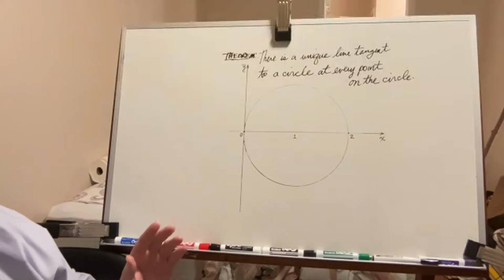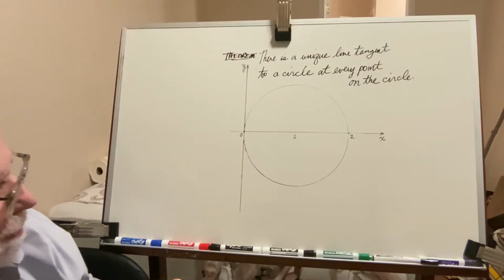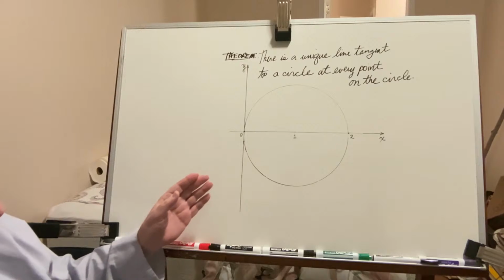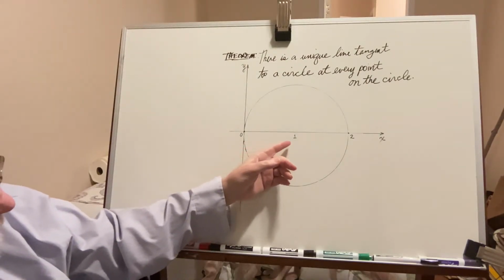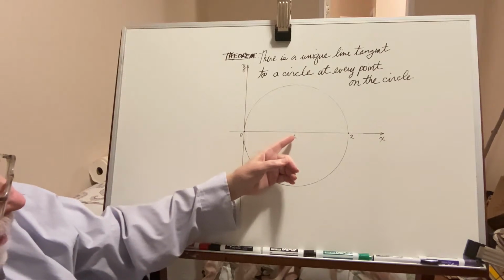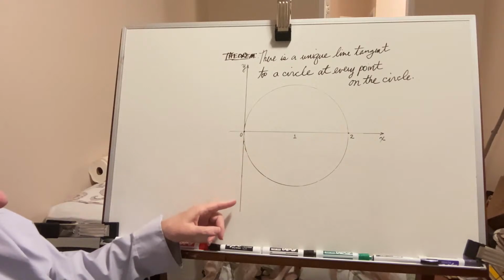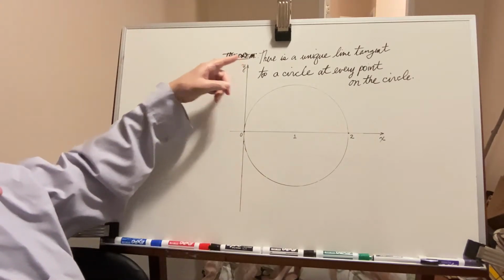This theorem about circles and tangents. So without a loss of generality, we're going to restrict ourselves to this circle with center at 1 on the x-axis and the line x equals 0, which is your y-axis.